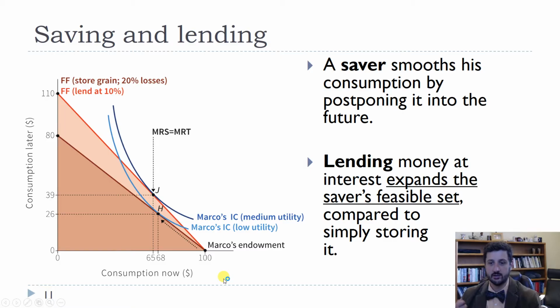On the other hand, he could lend some of that money out, maybe to Julia. And if the interest rate is 10%, then if he lends all of it out, he could consume nothing now and could consume $110 in the future. That's 100 plus the 10% interest. Or he could lend some of it in the future. And if he does that, then in this case, he would be able to consume 65 now and 39 in the future at point J, which is where his highest utility in this case is. So lending in this case expands the saver's feasible set.